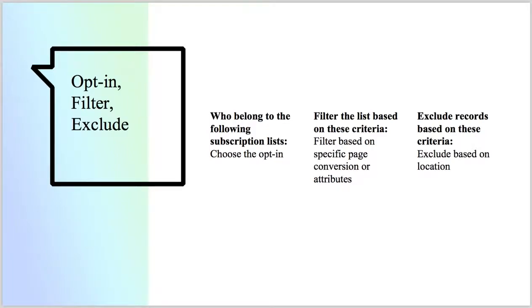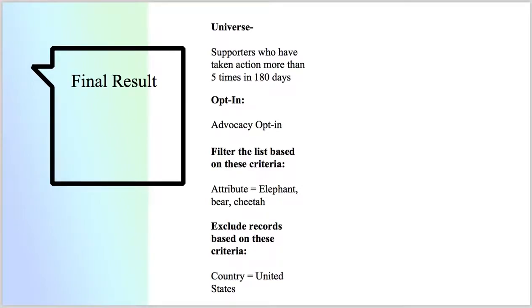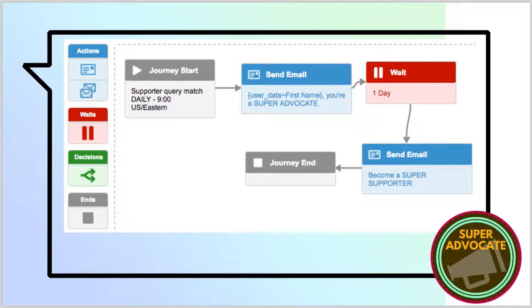It's a tag. So this organization that I'm using as an example, they do action on cheetahs, elephants, and bears, as well as some other issues. But we really only want to send a message to the advocates who take an action on cheetahs, elephants, and bears. We also only want to focus on our activists who live in the United States. So I can exclude based on location, including country. So we have supporters who have taken action more than 5 times in 180 days, who are on the advocacy opt-in. Only those who've taken action on a page that's tagged to elephants, bears, and cheetahs, and we're going to exclude anybody who lives outside of the United States.